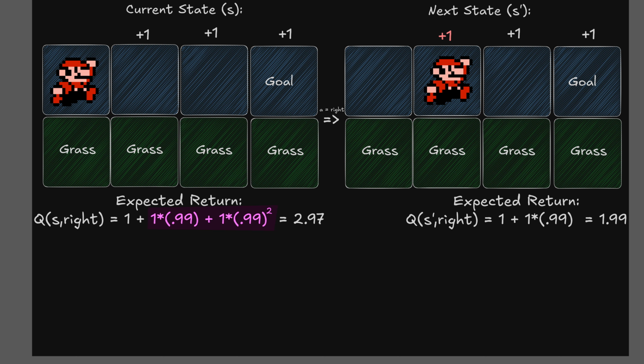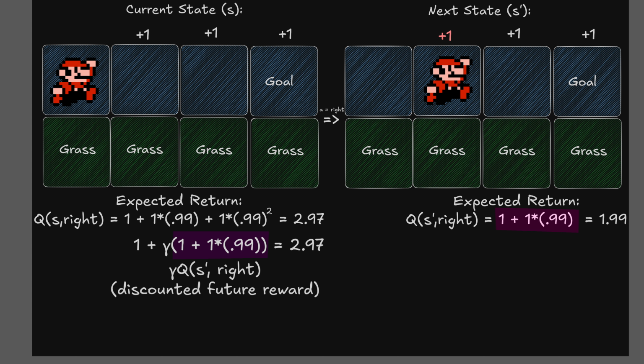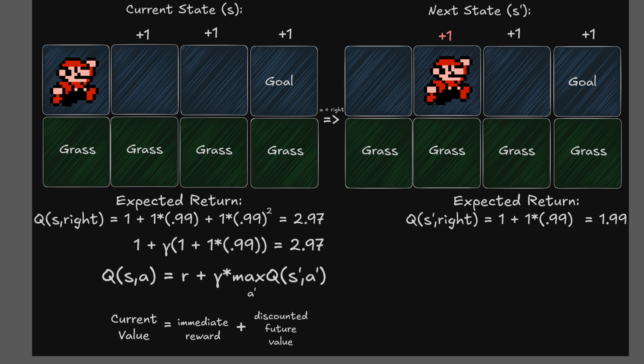If we pull out a factor of gamma from the future part, we get this equation. Now look closely at the part inside the parentheses. That's the same expected future reward from the next state we see on the right. In our simple example, the best action in that next state is again move right, so this is just Q(S prime, right). More generally though, we don't assume the next action is right, we assume the agent chooses the best possible action, and that's just denoted by this, with the max with respect to A prime. This gives us a really important relationship that says the current value equals the immediate reward plus the discounted future value.